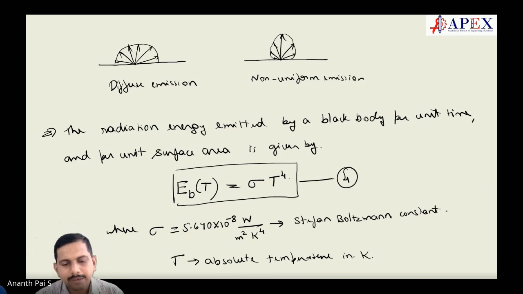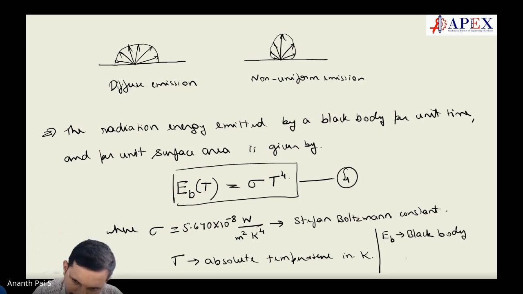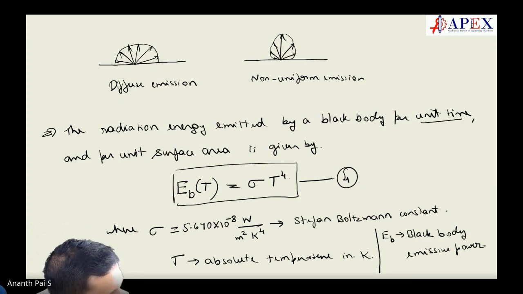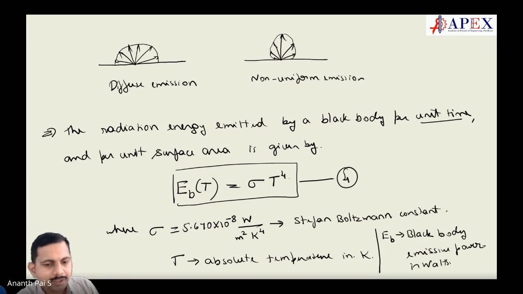E_b is called the black body emissive power. Why power? Because it is per unit time. So very important: it is not energy, it is the power, in watts. Don't say radiation energy emitted per unit time. That's important. The amount of energy per unit time is the power, the rate of energy.